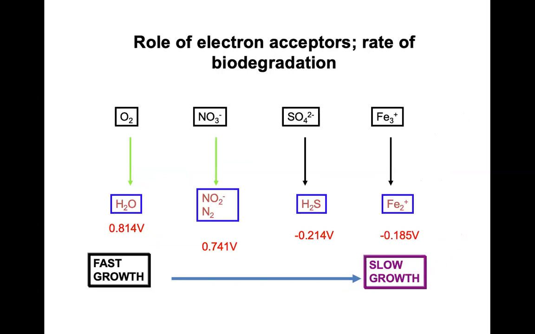So this is the process: role of electron acceptors, rate of biodegradation. Microorganisms can accept electrons, and then they convert chemicals into different forms. For example, from oxygen to water, nitrate to nitrous oxide or nitrogen gas, sulfate to hydrogen sulfide, or ferric to ferrous, and they get the energy through the electron transport chain and grow from the biodegradation of the biomass.